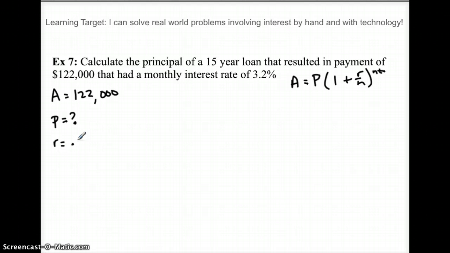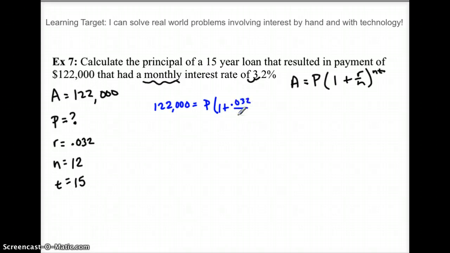I'm solving for my principal, so we'll leave that with a question mark. My interest rate converted, move it 2 places, is going to be 0.032 for R. And since it says monthly, 12 months in a year, and my time is a span of 15 years. So let's plug and chug and see what happens. A, $122,000 should equal the principal P, parenthesis 1 plus 0.032 divided by 12, and a power of 12 times 15. Again, let me calculate that real quick. 12 times 15 is 180. That's going to help me out here in a second.